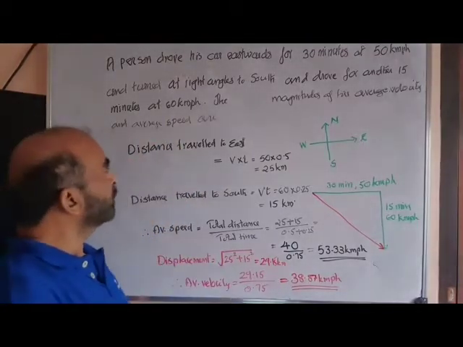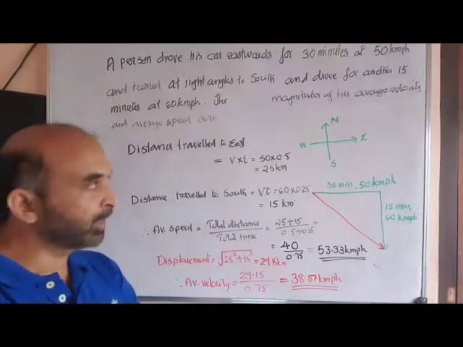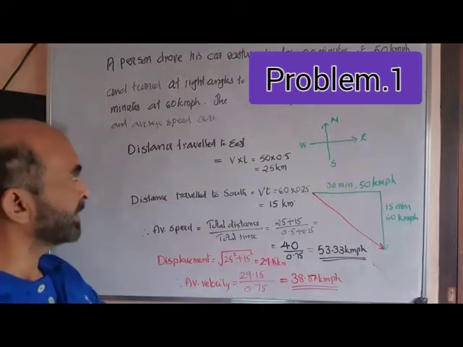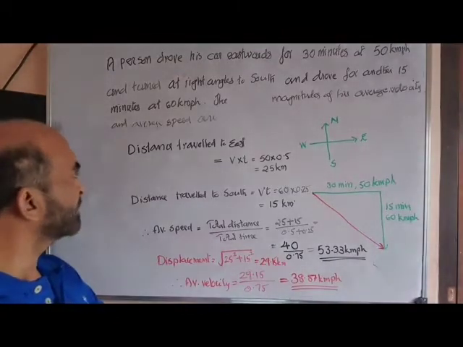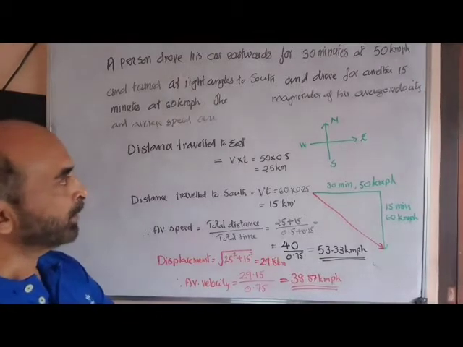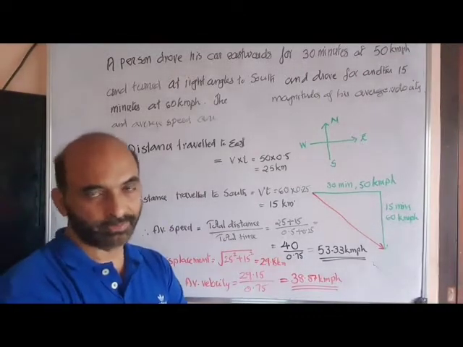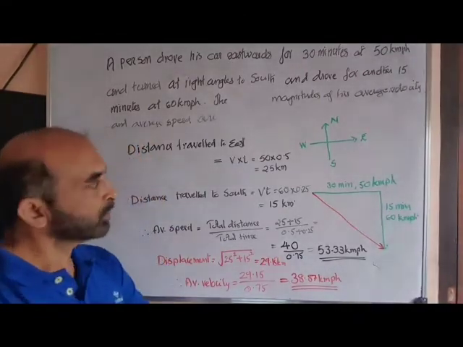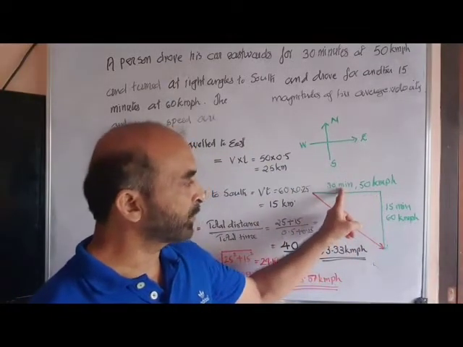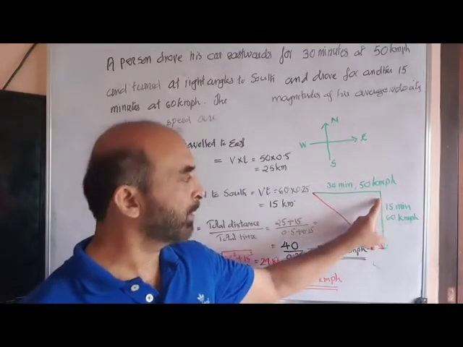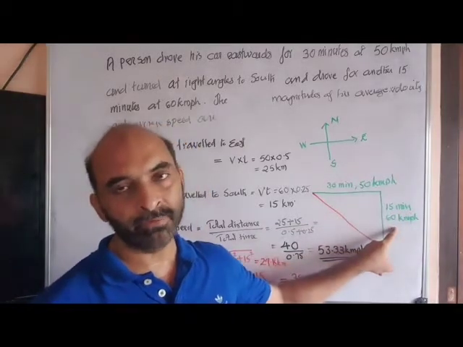A person drove his car eastwards for 30 minutes at a 50 km/h speed and turned at right angles to south and drove for another 15 minutes at 60 km/h. The magnitudes of his average velocity and average speed are. Simple problem. So, first towards east for 30 minutes at 50 km/h speed, then turning to south for 15 minutes at 60 km/h speed.